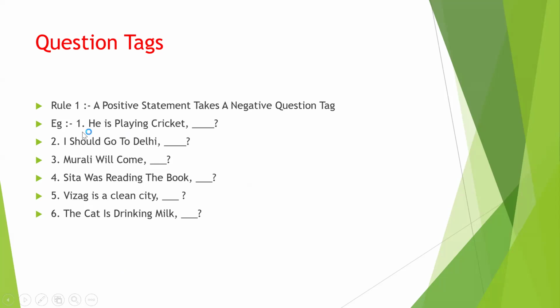First, rule one. A positive statement takes a negative question tag. We already discussed that whether the statement is positive, the question tag must be negative. Whether the statement is negative, the question tag must be positive. Now let's see these question tags one by one.